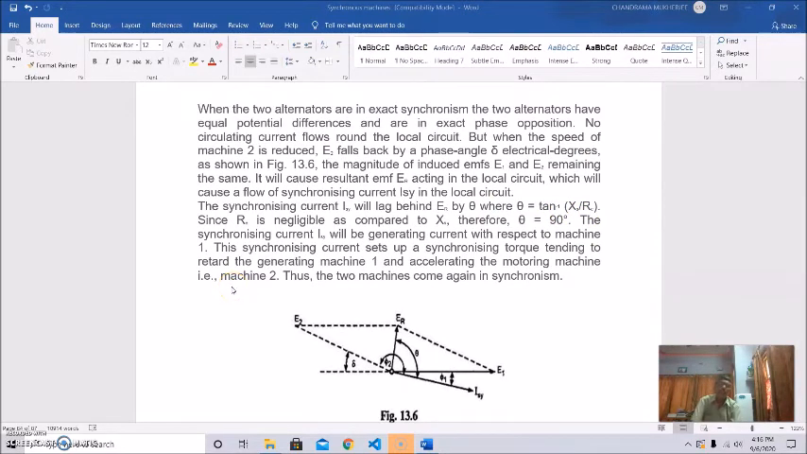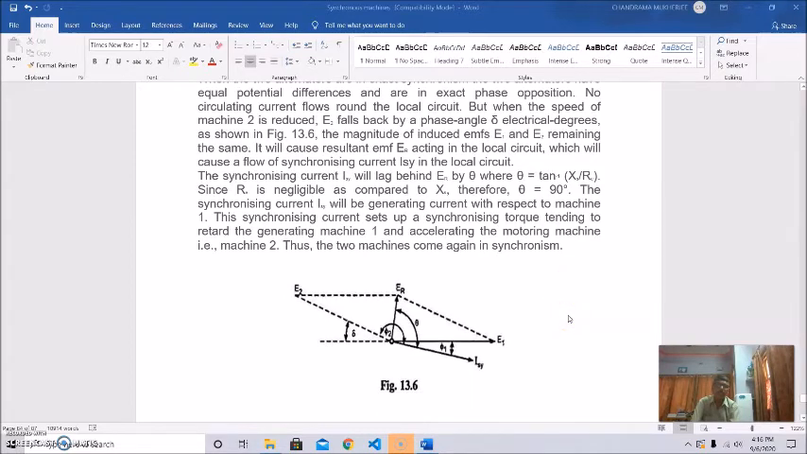Since RE is negligible as compared to XS, therefore theta is equal to 90 degrees. The synchronizing current ISY will be generating current with respect to machine 1. This synchronizing current sets up a synchronizing torque tending to retard the generating machine 1 and accelerate the motoring machine, that is machine 2. Thus the two machines come again in synchronism.